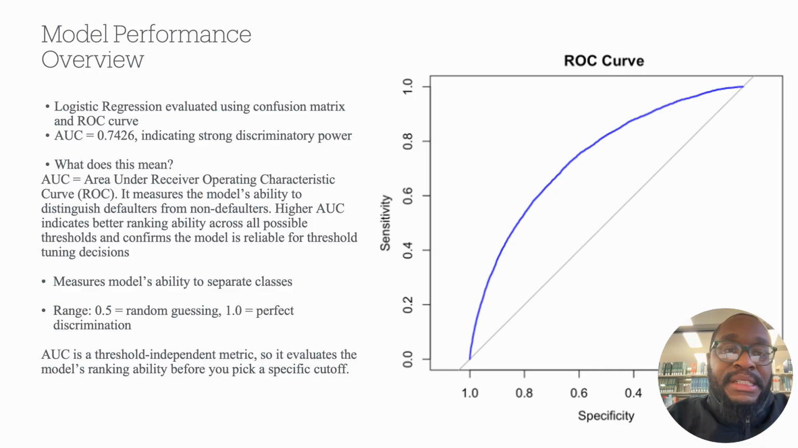Values for AUC range from 0.5 to 1, with 0.5 being as good as random guessing, and 1 meaning the model is perfect. So a model evaluated at 0.742 AUC is pretty good. And it's also fair to mention that AUC is threshold independent, so it basically evaluates the model's ranking ability before a specific cutoff is picked.